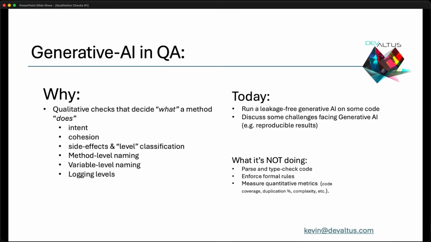What we're not doing today is trying to enforce formal rules. We're not doing quantitative analysis. We're not looking for code coverage, percent duplication, or complexity. Those are all things that static code analyzers like SonarQube and their competitors are really good at, and we're not comparing that, right?